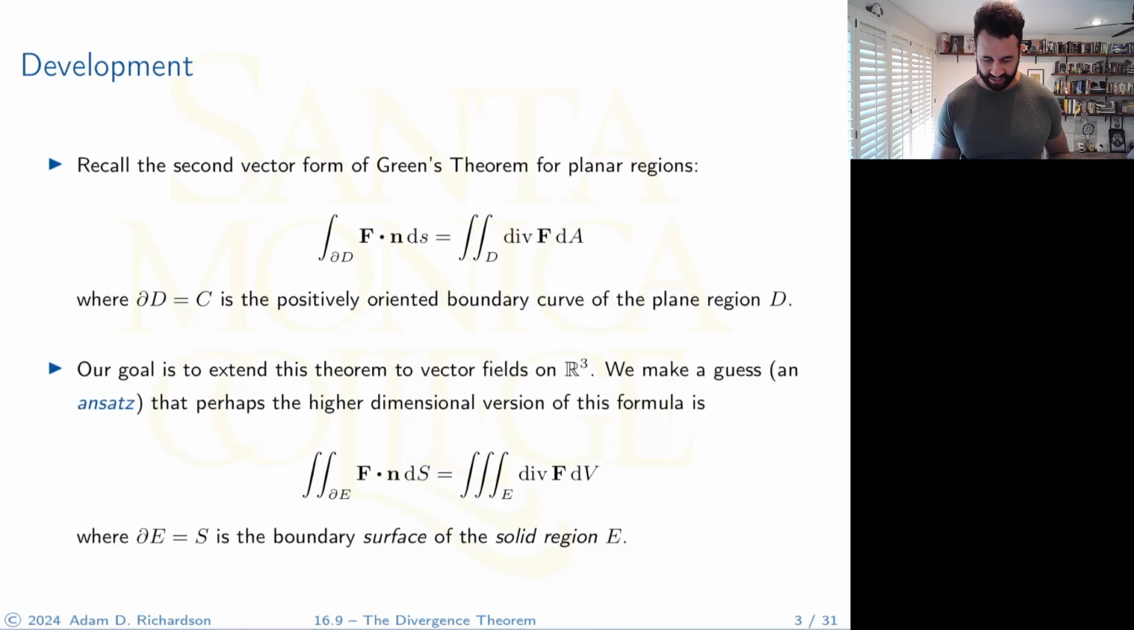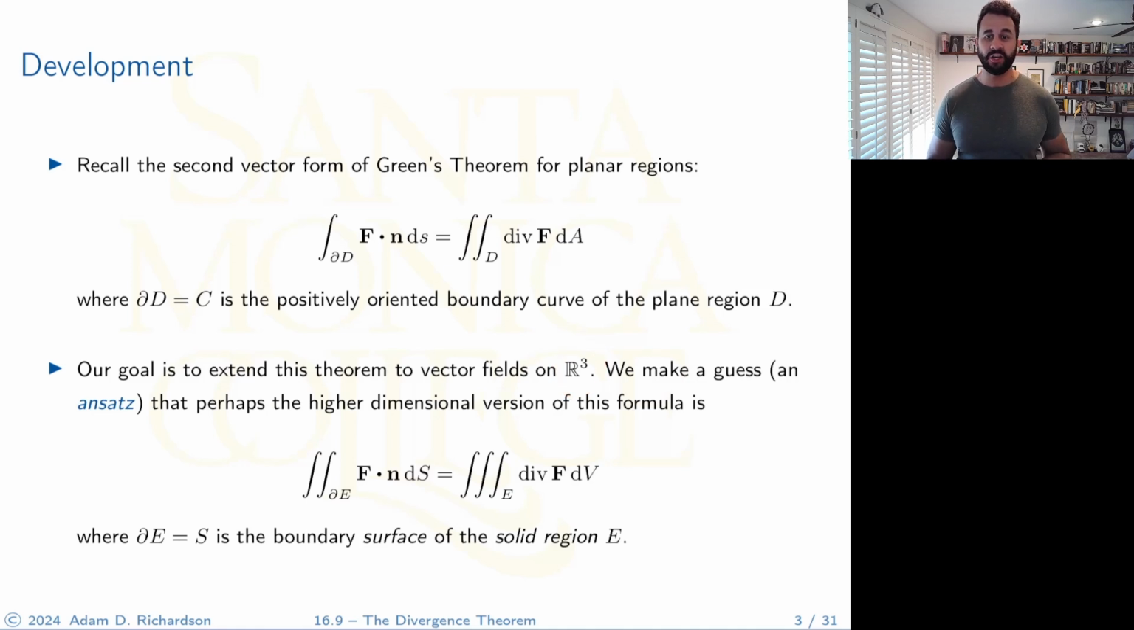If you remember the second form of Green's theorem for planar regions, it looked like this. You basically take the outward normal component of the vector field on the boundary of a region, and that's going to be equal to adding up the divergence of the vector field within the region. That was Green's theorem, right? Here, partial D is the boundary of that region, and it's positively oriented. So our goal is to extend this theorem to vector fields on R3 and then later on just in general.